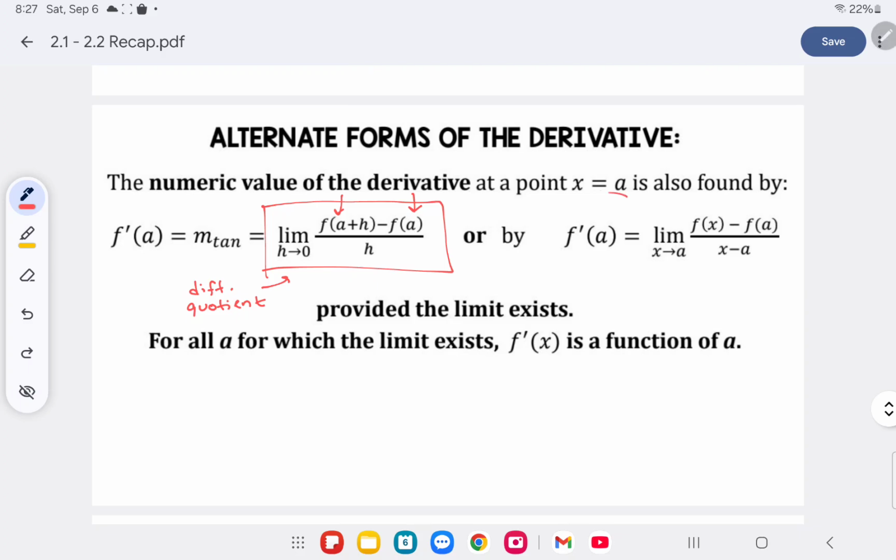Here's another form that we can use. This one's new to us. And this is, instead of taking the limit as h, remember h is that distance between 2 points, as that distance approaches 0, finding the limit as x approaches whatever number you're trying to plug in. So if you're trying to find the tangent line at x equals 3, that means your a is going to be 3. So let's practice using that new alternate form.